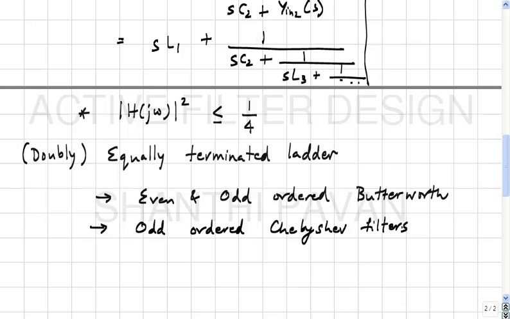Even order Chebyshev filters obviously cannot be realized using an equally terminated structure, because at DC the gain is less than half, which means that the maximum possible transmission should be half by physical constraints. But in an even order Chebyshev, the maximum of transmission is not the value of the transmission at DC.